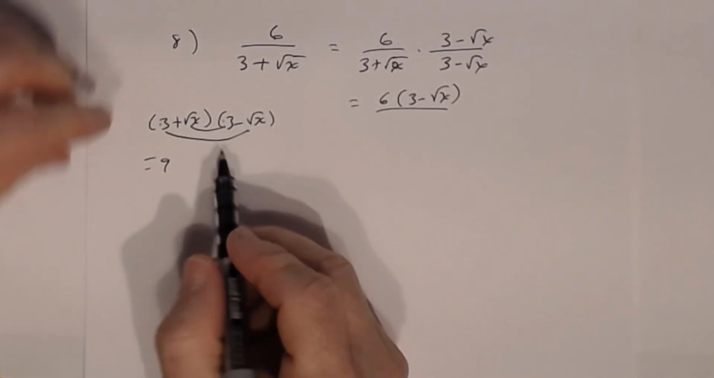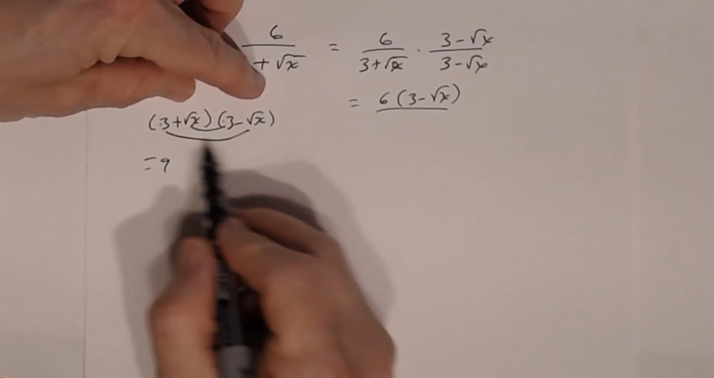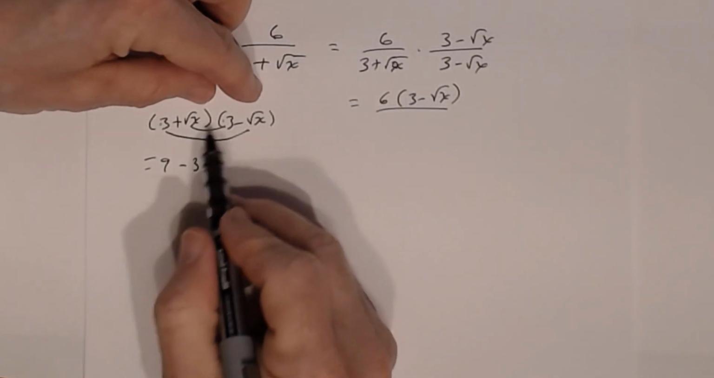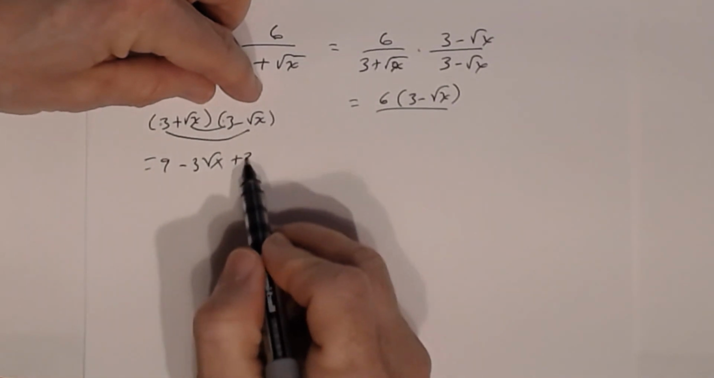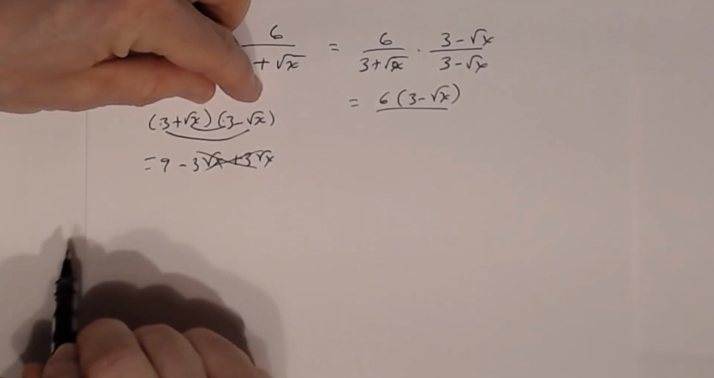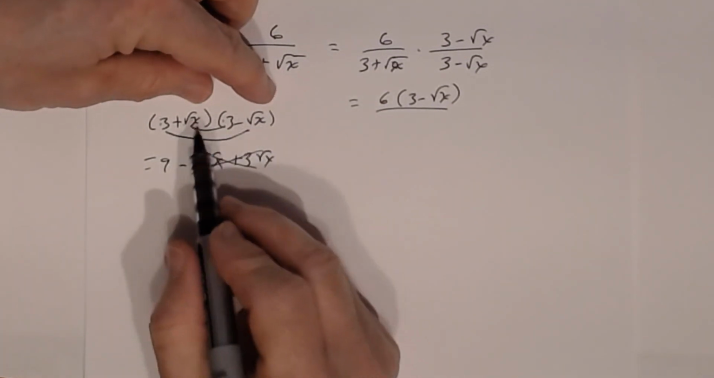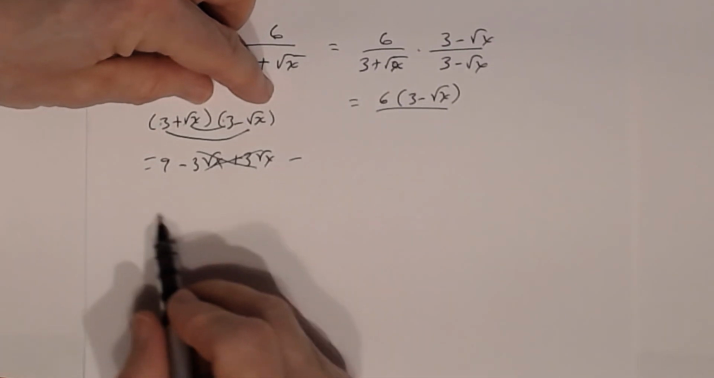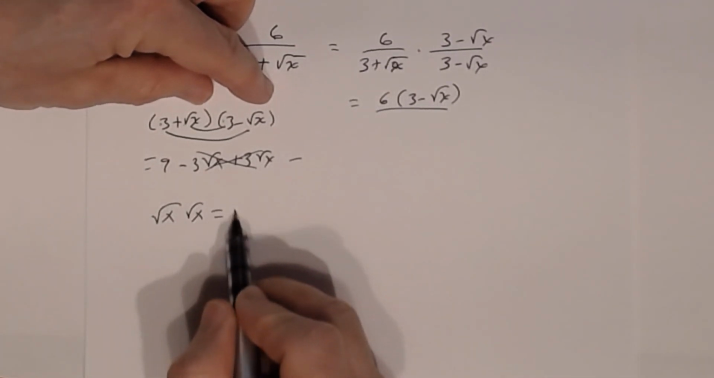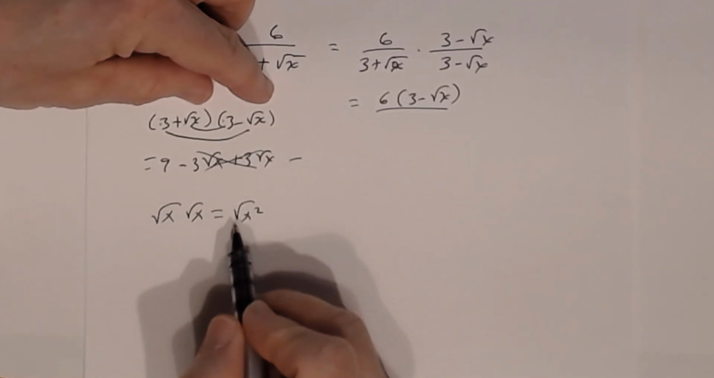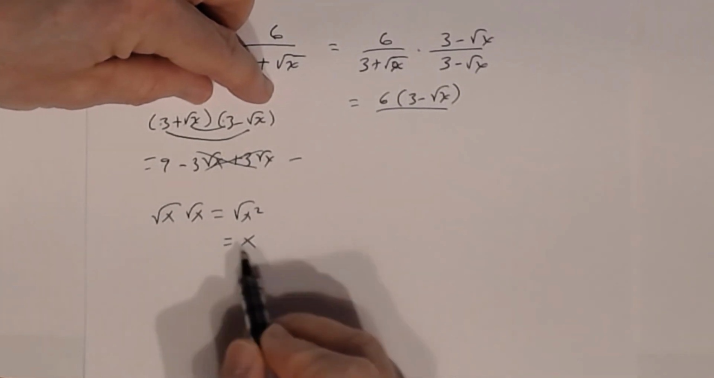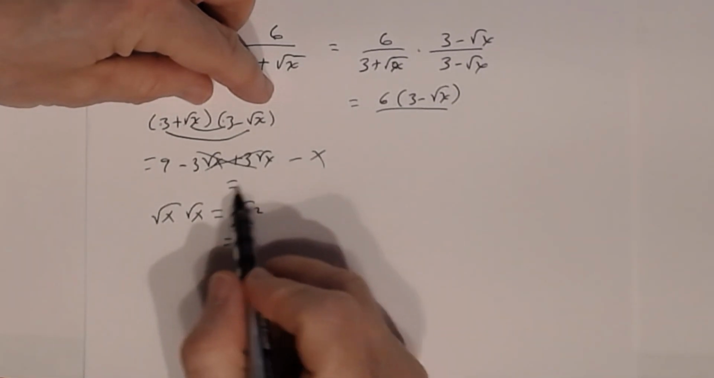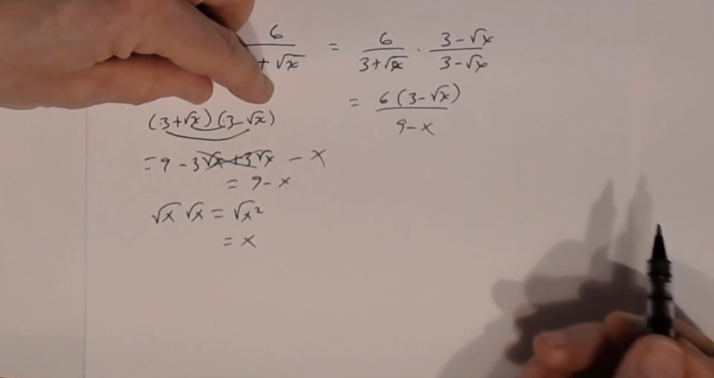And it makes sense because when you look at the outer, 3 times the negative square root of x is a negative 3 square root of x. The inner is its opposite. A positive times positive is a positive. And so notice those add up to be 0. Now when you look at the last, a positive times a negative is a negative. The square root of x times the square root of x is the square root of x squared. But you know how to simplify this. The square root of x squared is just x, because x times x is x squared. So that's just x right here. And so now this becomes just 9 minus x, and that's your denominator.